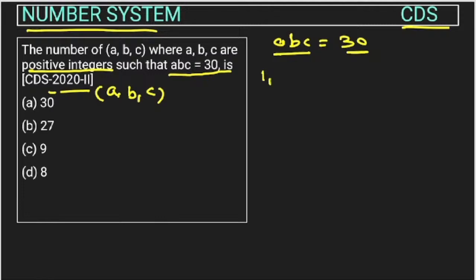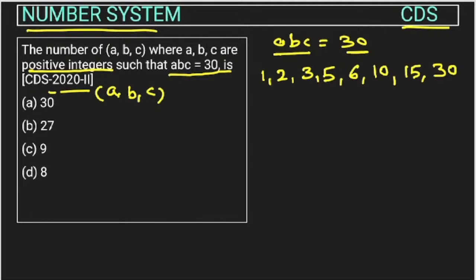So 1 will be a factor and 2 can also be a factor, 3 can also be a factor, 4 is not possible, then 5, 6 is also possible, right? 8 is not possible, 9 no, then 10, right? And then 15, and the next is 30 directly, right? So how many factors are there? 1, 2, 3, 4, 5, 6, 7, 8. So total 8 factors, right? So A, B, C can take any value out of these, right?